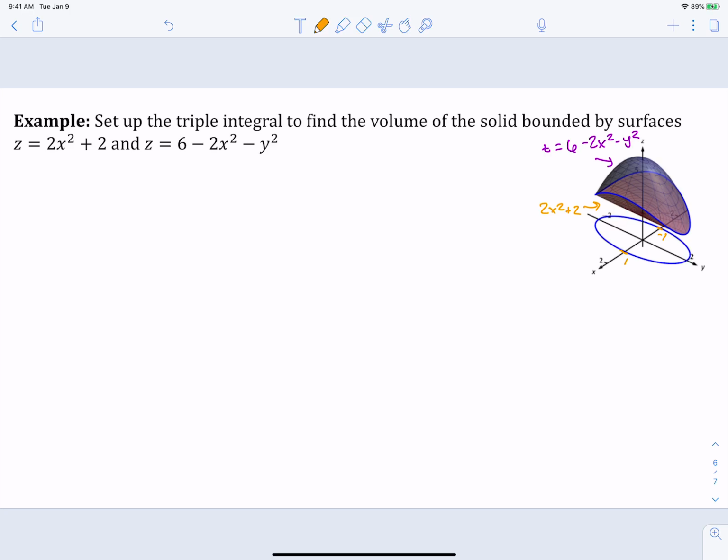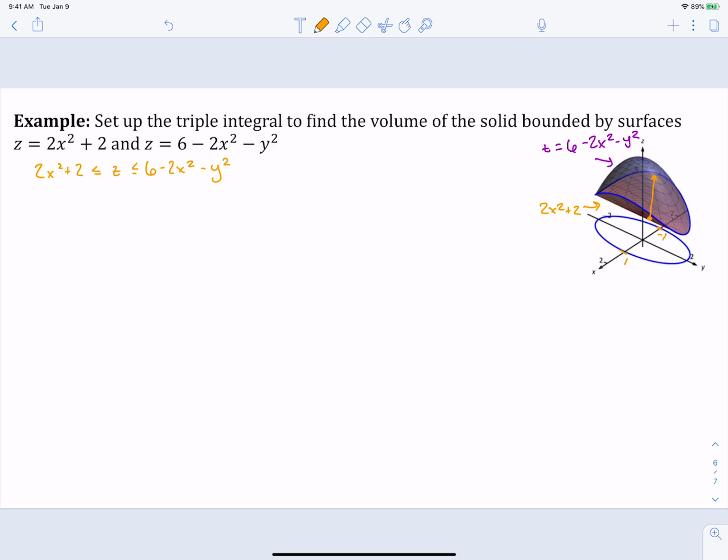So when we're thinking about setting this up, what I would do for my limits of integration is integrate with respect to z first, because I can see exactly what I'm integrating. I've got the bottom part, this bottom surface, and I'm going to integrate up to that top surface. So z is going to be bounded by those two surfaces, and I really don't want to solve those for a different variable. So those are going to be my limits of integration on z. That bottom function is going to be the lower limit of integration, and the top function is going to be the upper limit of integration.